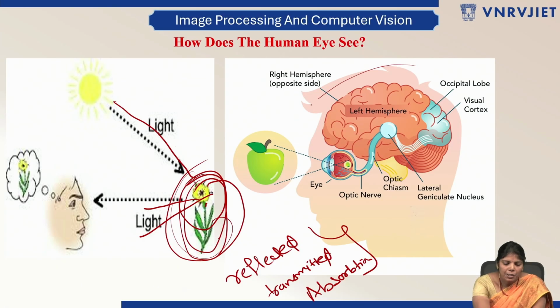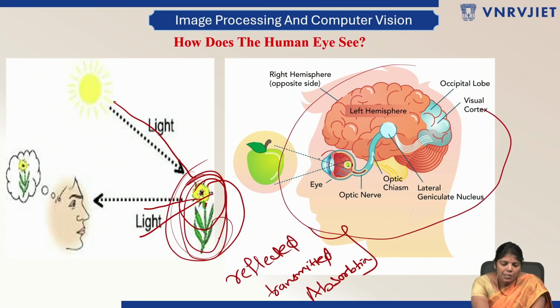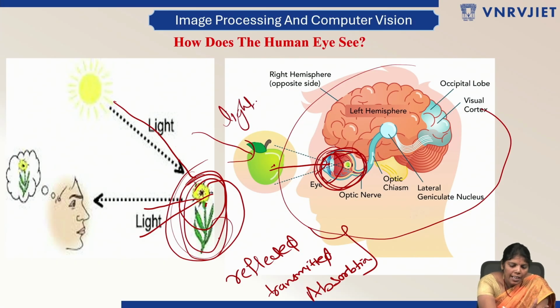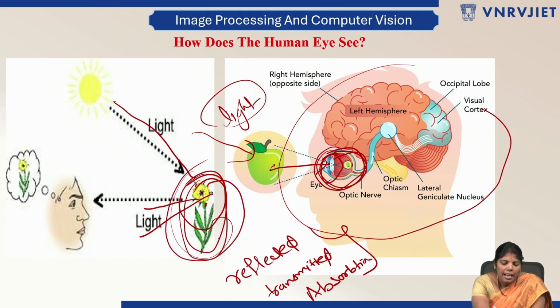So this is the structure of the human eye. When the light passes onto this cornea, what will happen? When the light falls on this object, these rays will pass through the cornea. These are the light waves. These waves will pass on this object, the apple, and when the human eye sees this object, the rays will pass through the human eye.